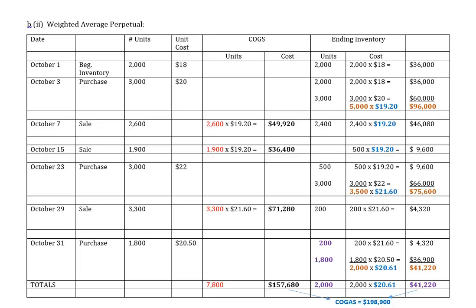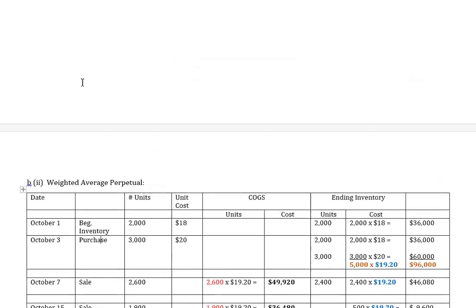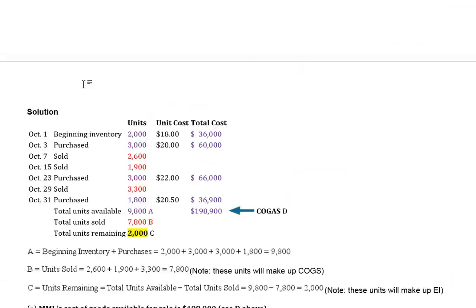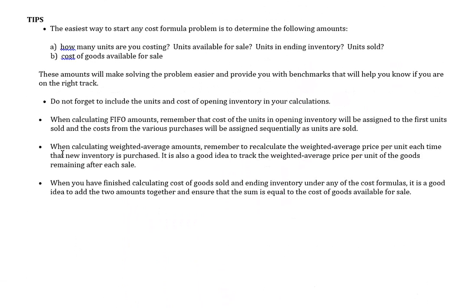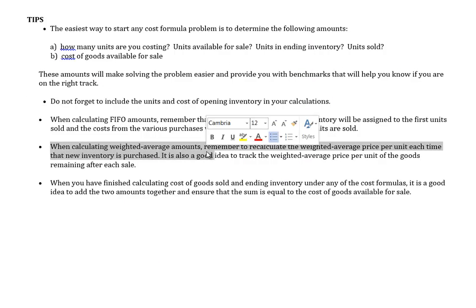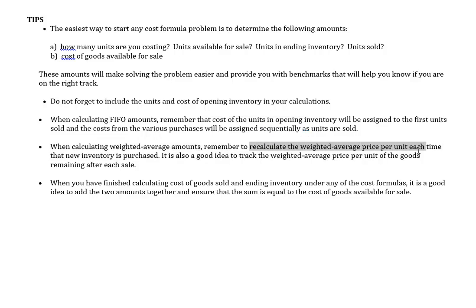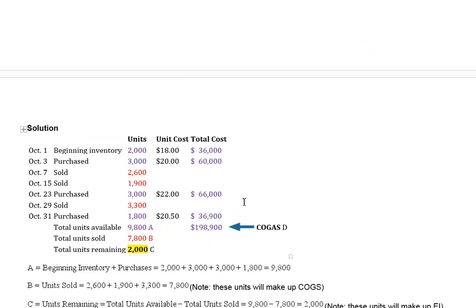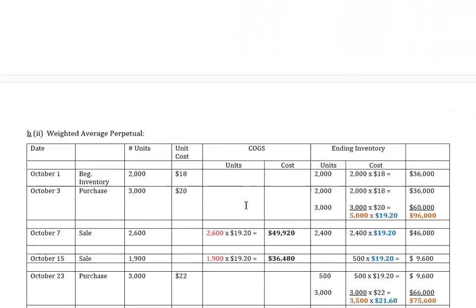So we're working with the same data that we started with in this question, and you'll notice here, after I account for my beginning inventory, I have another purchase. The one thing you've got to remember, and we talked about this back in the little tips section, it says that when calculating weighted average amounts, particularly when you're dealing with a perpetual system, remember to recalculate the weighted average price each time new inventory is purchased. Why? Because you never know the next time you're going to sell, because you have to take it out of inventory at that weighted average cost that you're calculating. So now let's go see how this rule actually works for us.